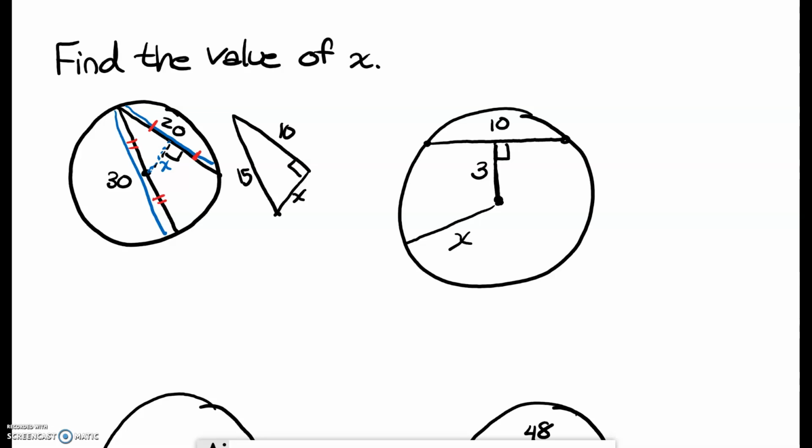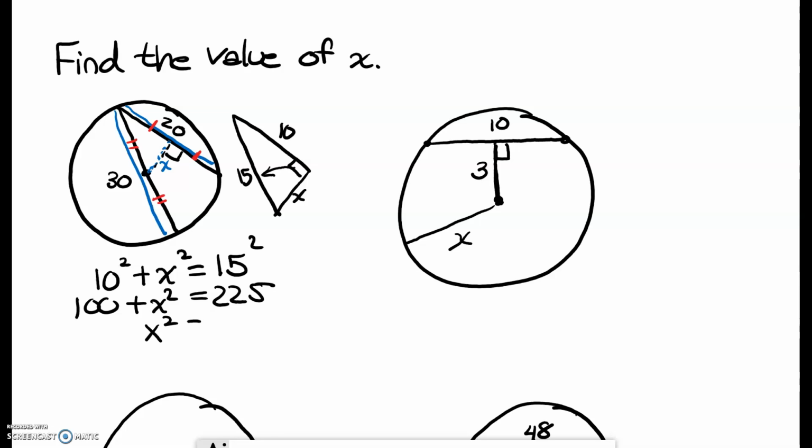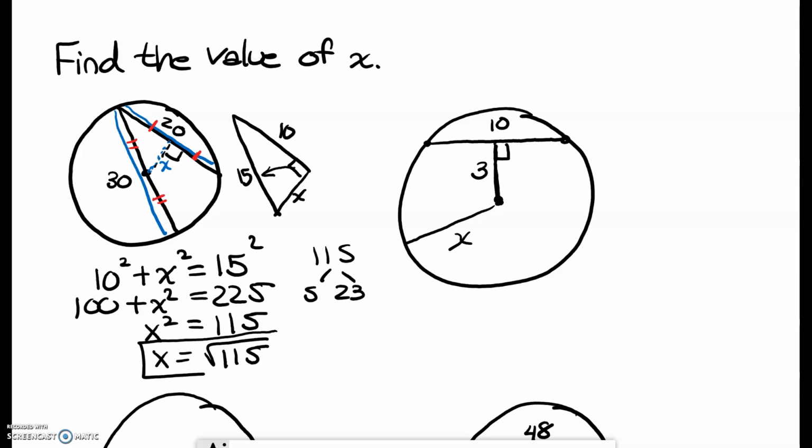So this is just Pythagorean's theorem, and this is my hypotenuse over here. So I have to set it up: 10 squared plus x squared is my hypotenuse squared. So I get 100 plus x squared is 225. X squared is 115. And so x is going to be the square root of 115. So does that reduce? 115 is 5 times 23. So there's no perfect squares in 115. So x is the square root of 115.